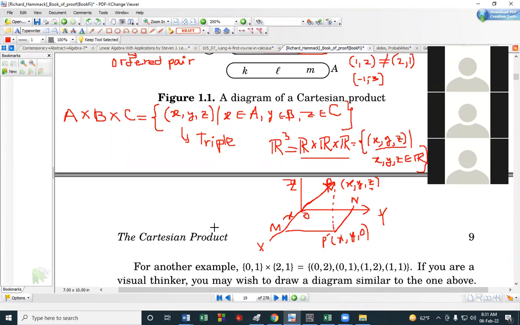Sir, the dotted line, does the dotted line represent x, y, z, or the broad line? The dotted line will represent the length of this z, how much you are going upward to reach this point P from the xy plane.